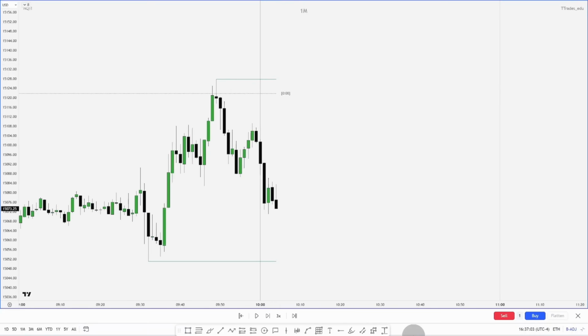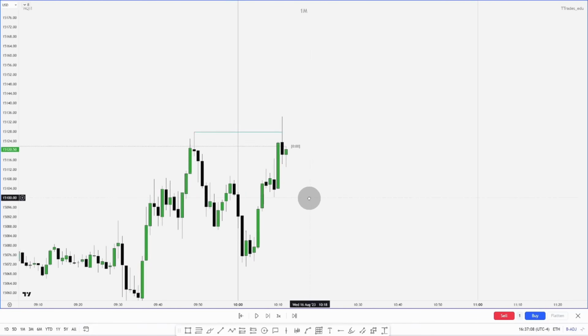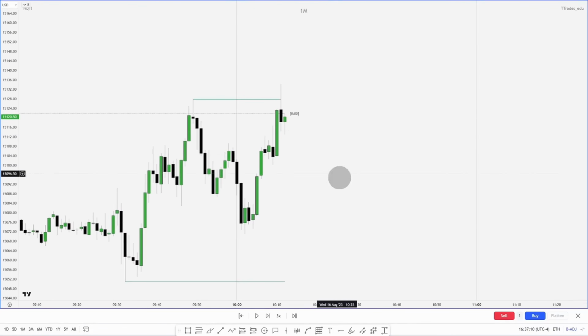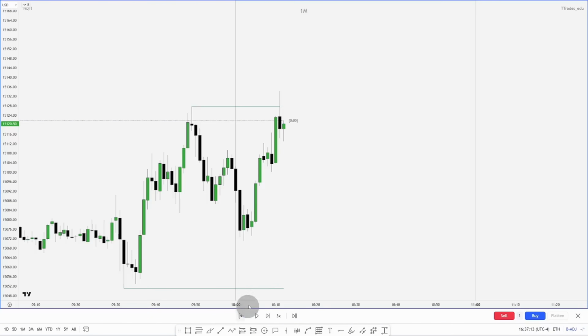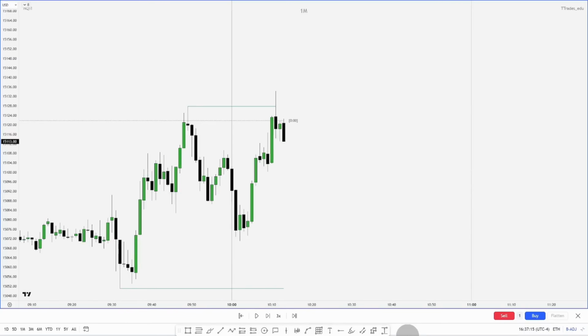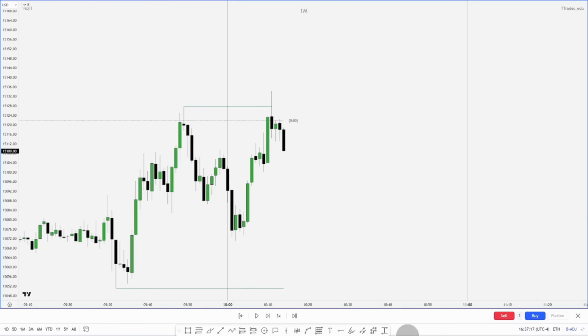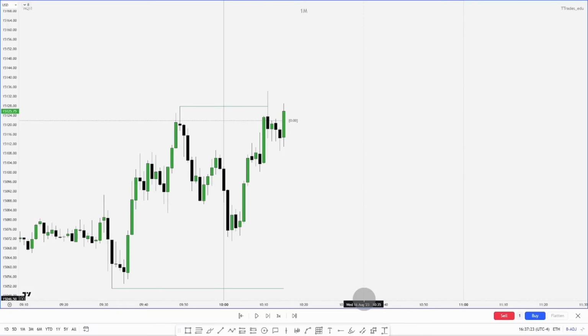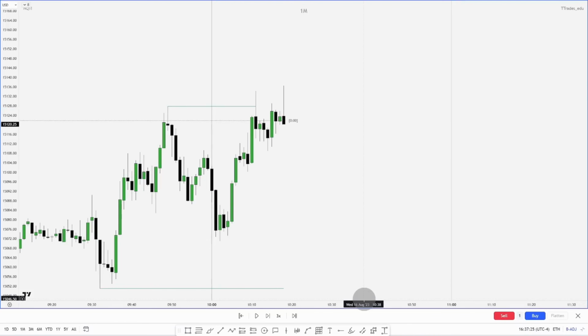All I do is sit back and wait for a stop run to occur below this low or above this high. So here we have a stop run. Now I'm looking for an entry model lower to target this low. So let's see what happens. No displacement down yet, displacement back up, so we're probably going to reach for this high. Now let's see what happens here.